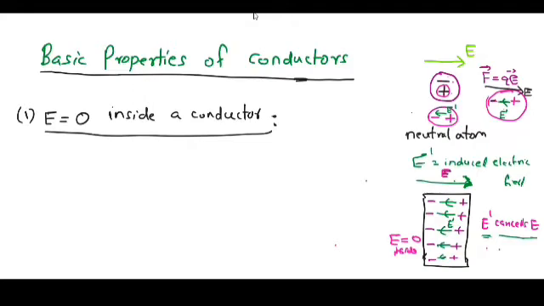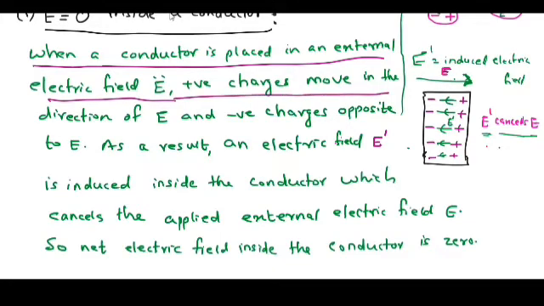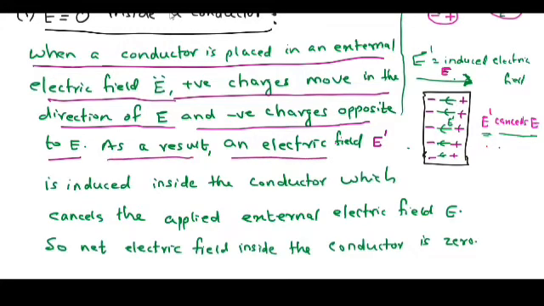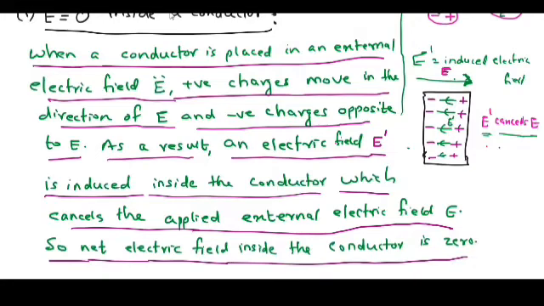We can note down here: when a conductor is placed in an external electric field E, positive charges move in the direction of the applied external electric field and the negative charges move opposite to the electric field. As a result, an electric field E prime is induced inside the conductor, which cancels the applied external electric field E. So, the net electric field inside the conductor is 0. That is the essence of what we have explained here.